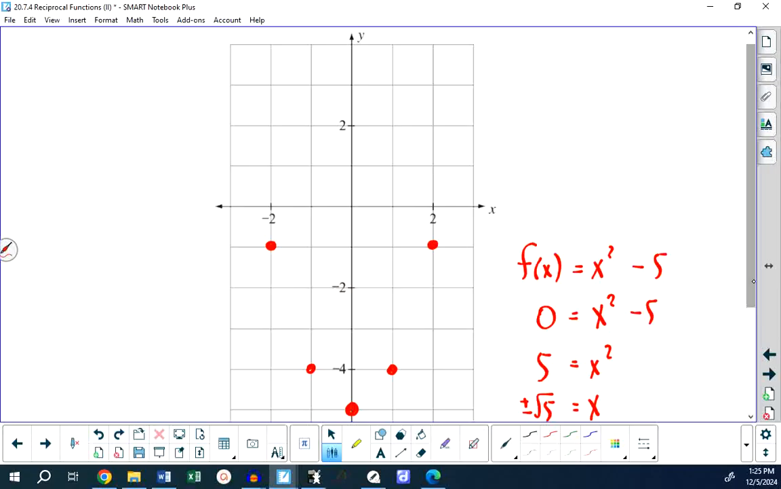Although we don't want to write a decimal value, I think it's useful to know a decimal value of the square root of 5. And I don't know why, but I'm picturing 2.2-ish. And 2.2-ish is about here.